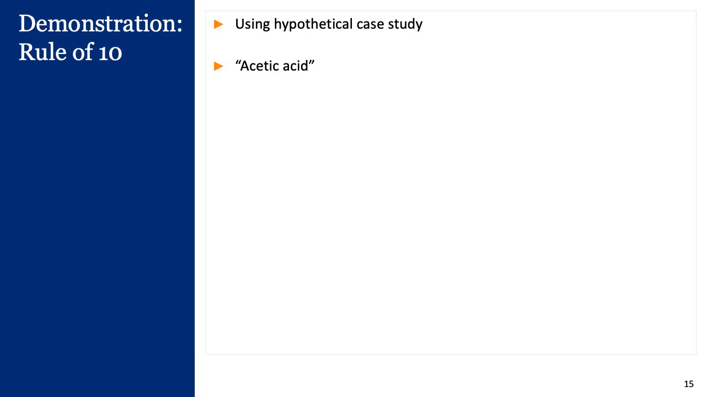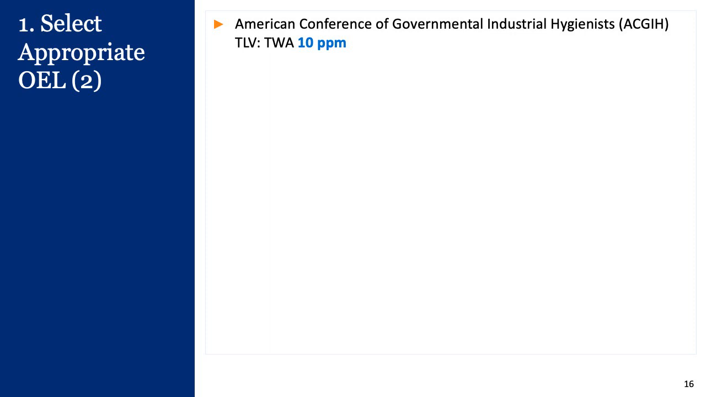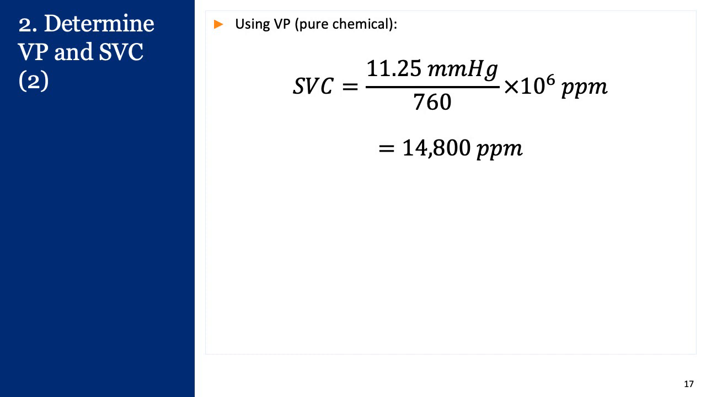So let me use a hypothetical case study where we are interested in acetic acid, which is a volatile compound. It has an ACGIH threshold limit value of 10 parts per million time-weighted average. Then we calculate its vapor pressure, and we can use a lookup table, or actually it is coded into your Excel spreadsheet tool. The pure acetic acid vapor pressure is 11.25 millimeters of mercury. If we divide by 760 and multiply by 10 to the power 6, we get the saturated vapor concentration as 14,800 parts per million.